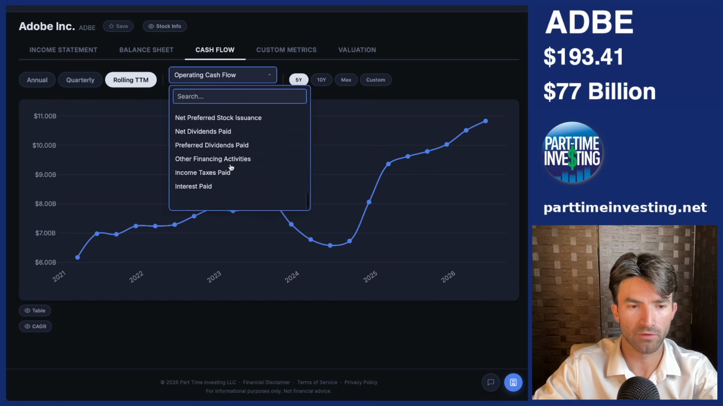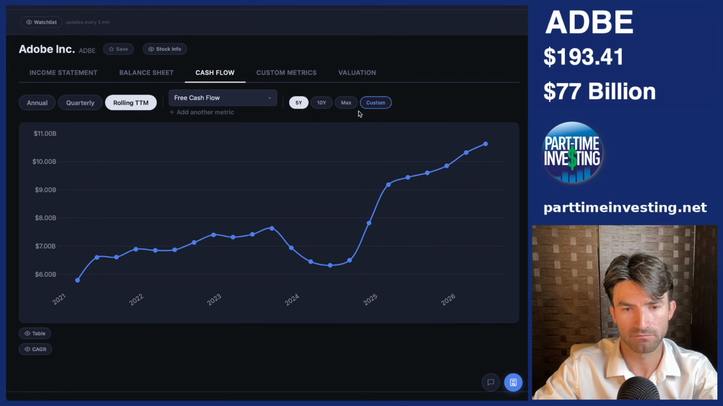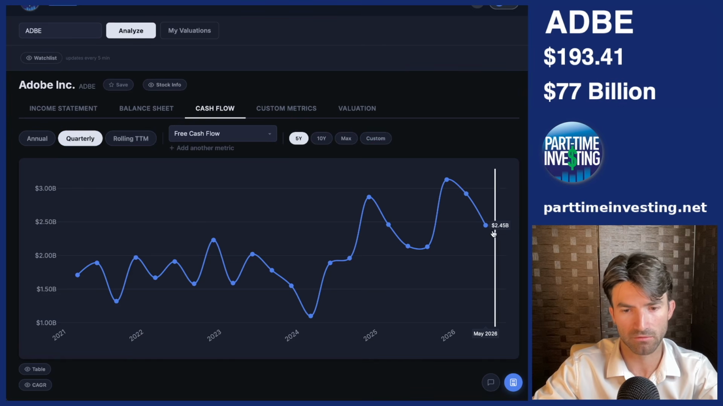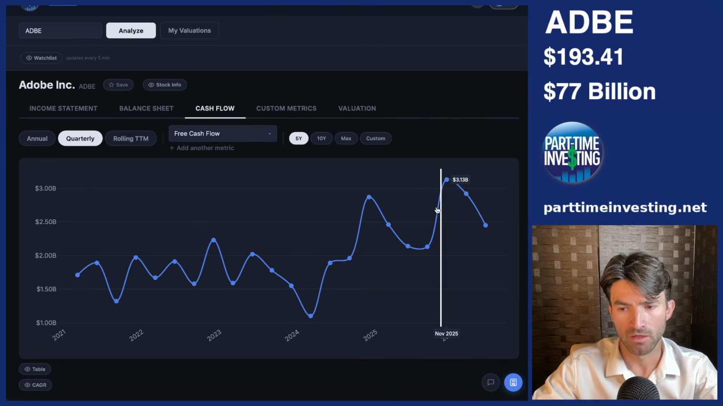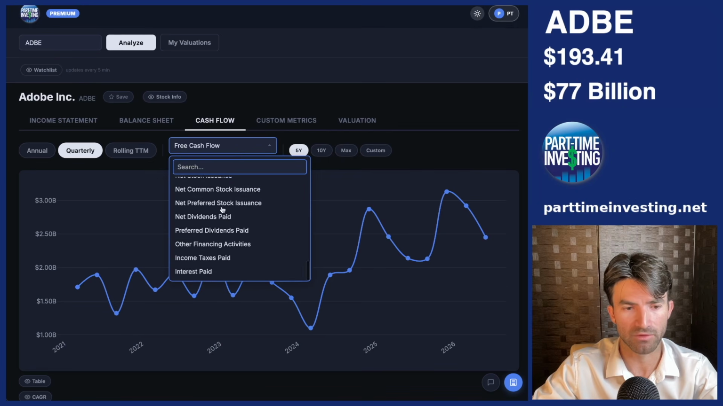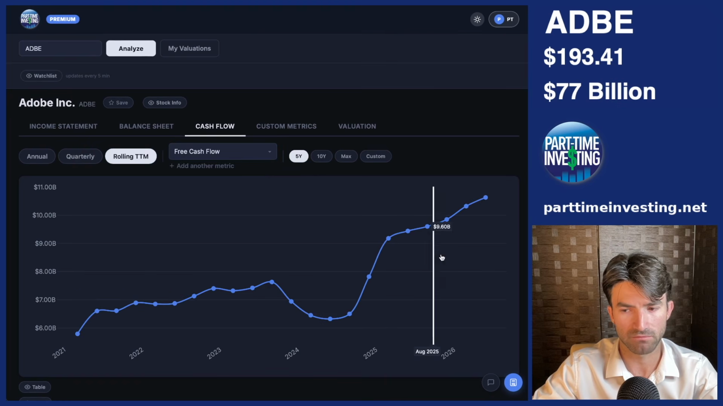All right, so free cash flow of Adobe is just booming, right? The last quarter low, right? So maybe the bear case is that it is going to wind up, let's say, down here or something. But in general, if you look at free cash flow on a rolling basis, it's just going up, right?